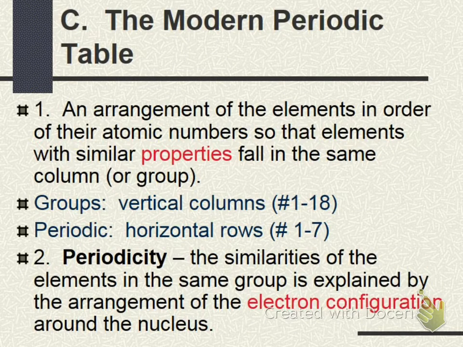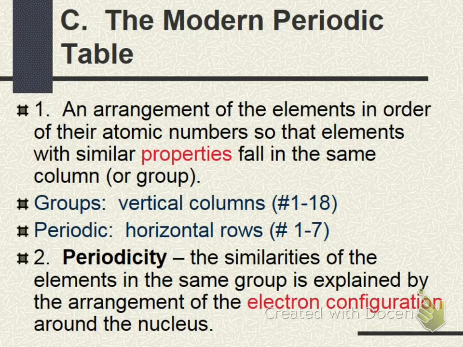So the modern periodic table and the way that it's arranged, okay? Of course, we said it's in order of atomic numbers, so that the elements with similar properties fall in the same columns. Groups, of course, are vertical, up and down, and you have groups 1 through 18.